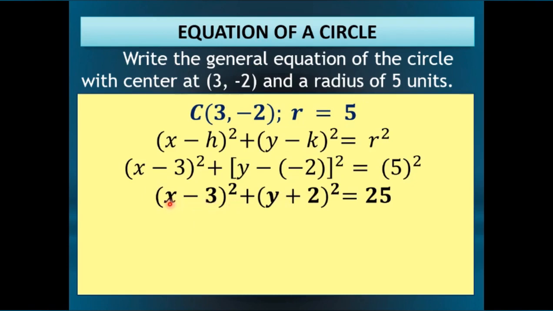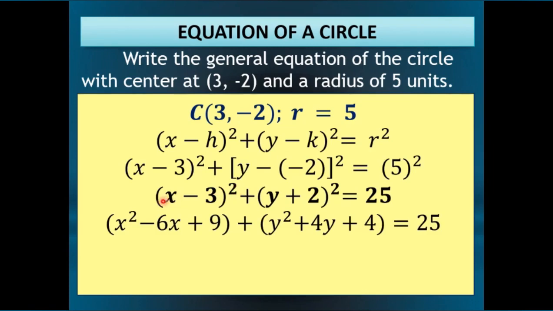So first we have x raised to 2 is x squared, and then we have 2 times x is 2x times negative 3 is negative 6x. Then negative 3 times negative 3 is positive 9. And then we have here y squared, and then 2 times y is 2y times 2 is 4y. Then 2 times 2 is equal to 4, equals 25.